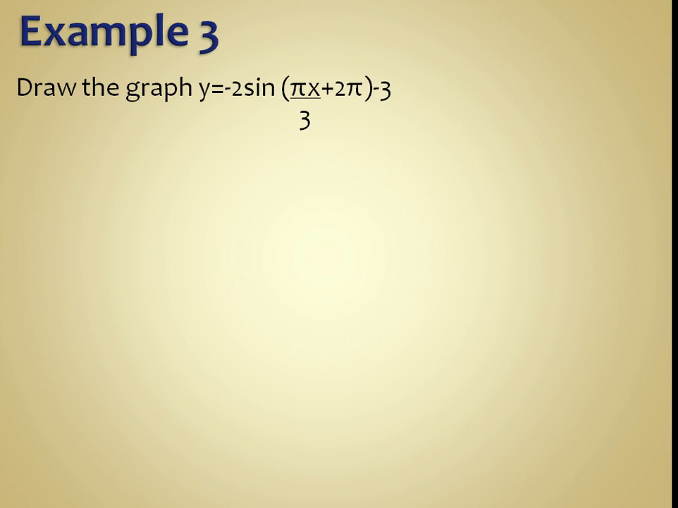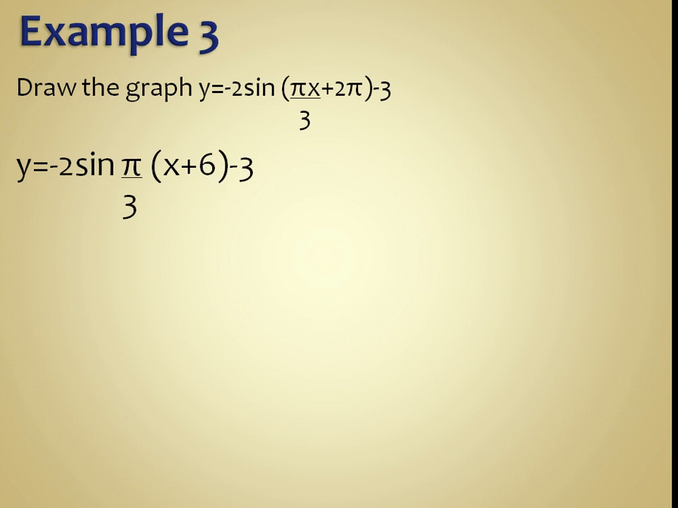Alright, so moving on to example number 3, we now get something a little bit more complicated, but still very easy to deal with. And we now get y is equal to -2 sine of pi x over 3 plus 2 pi, minus 3. So the first step in this case is going to be to factor out something from the inside of that parentheses. And what do I need to factor out? Well, pi over 3. So once I factor out pi over 3, I now get a value of 6 inside.